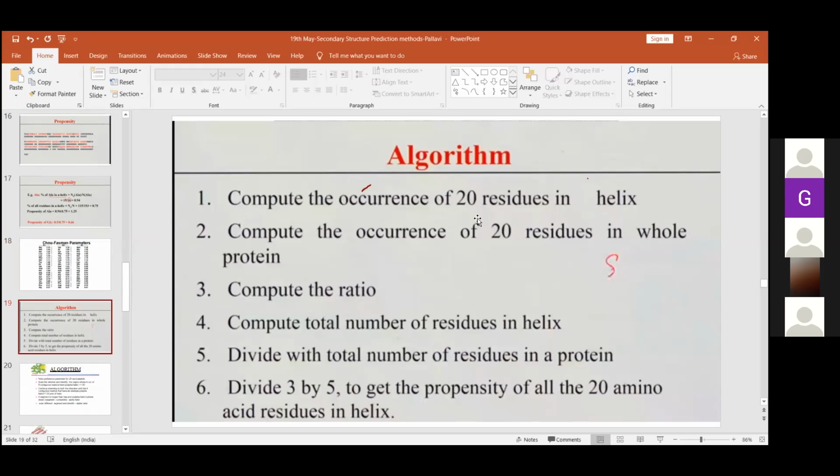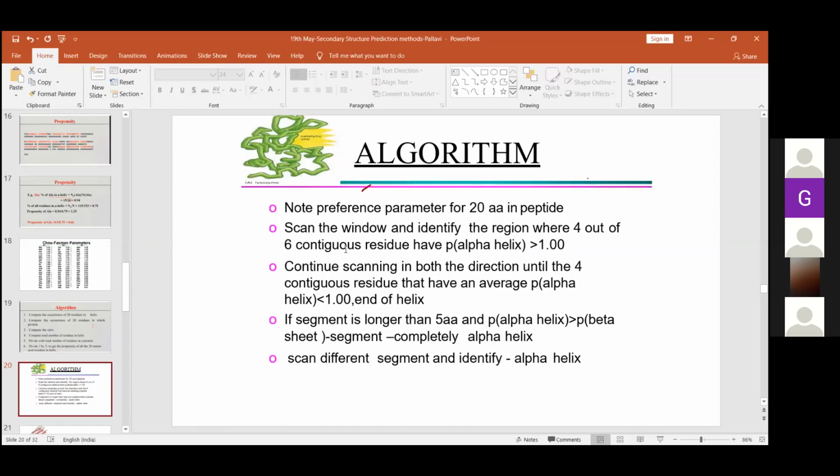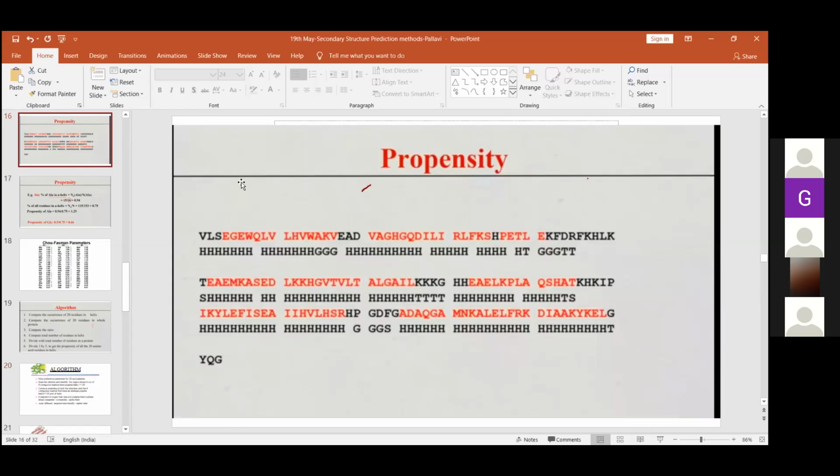If I had to write the algorithm of the Chow-Fasman, I will write it like this: compute the occurrence of 20 residues in helical form, compute the occurrence of 20 residues in beta sheet, and compute the occurrence of 20 amino acids to be in the turn form. So compute the occurrence of these 20 residues in the whole protein, compute the ratio, that is the total number of residues in helical form divided by the total number of residues in a protein, and then you get the propensity value. After getting the propensity value, now what we have to do is make a window size on the protein sequence. I have calculated the propensity value.